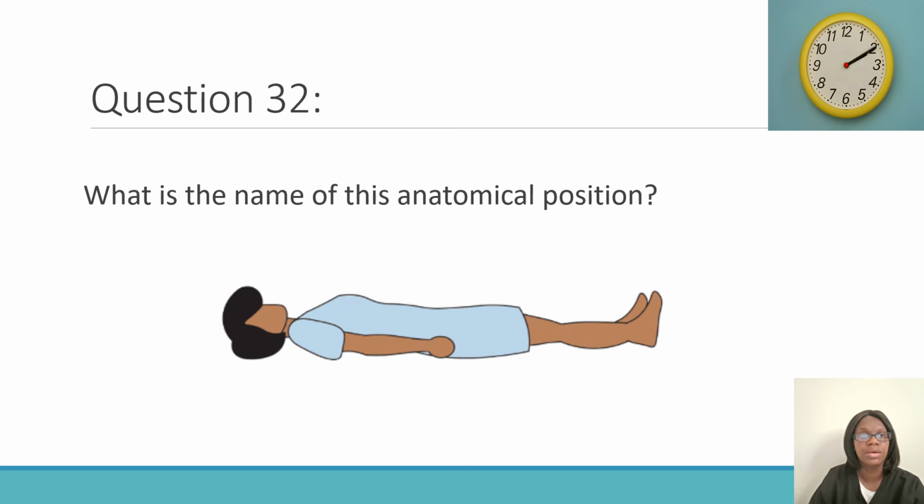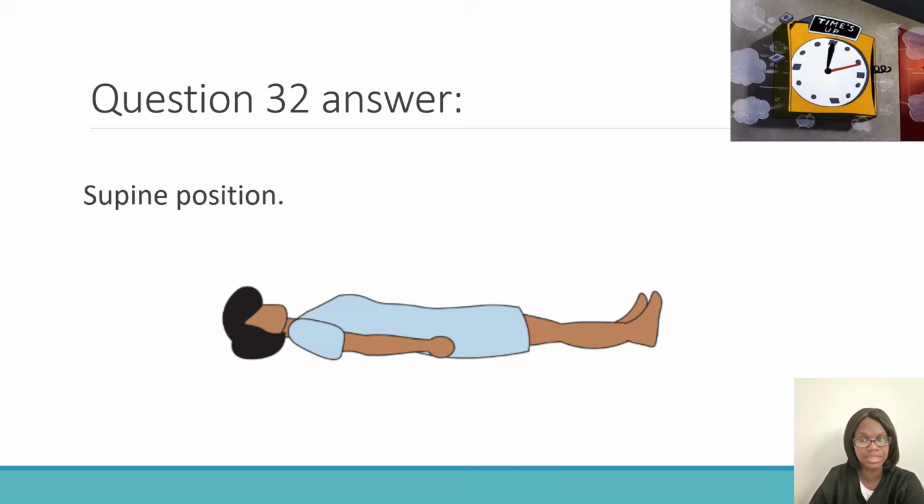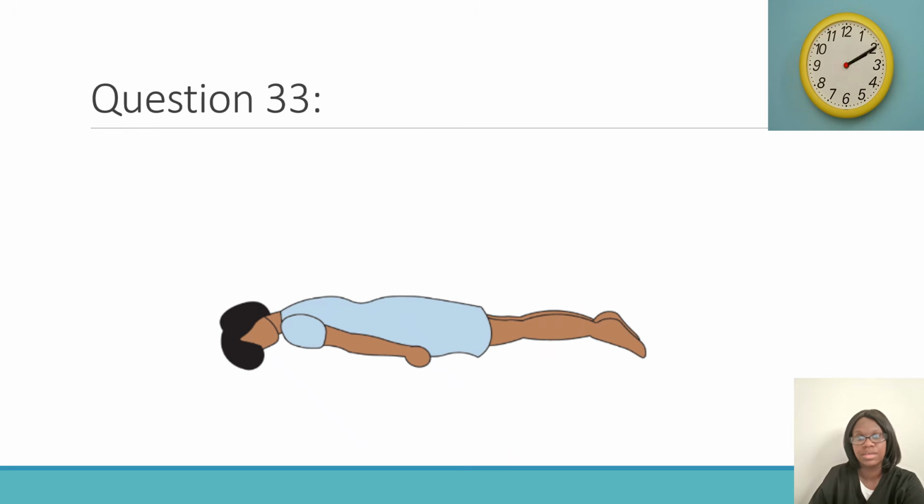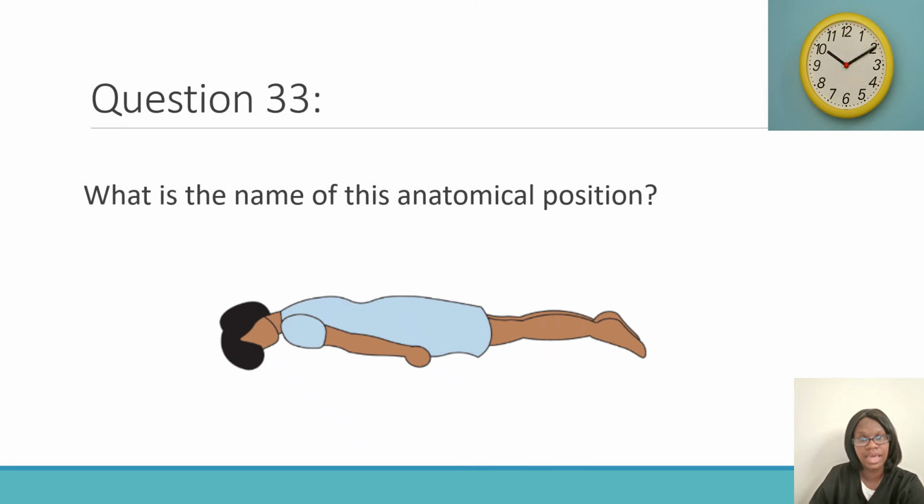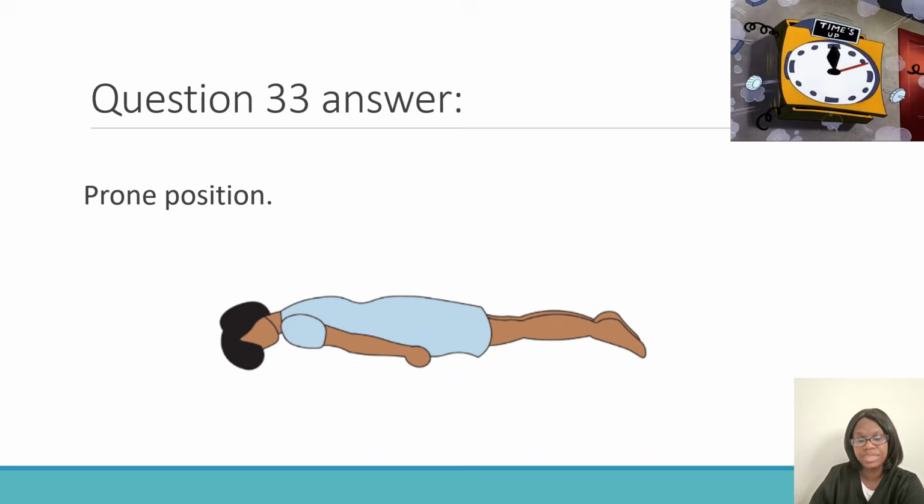Question 32. What is the name of this anatomical position? All right, the correct answer is supine position. Question 33. What is the name of this anatomical position? All right, the correct answer is prone position.